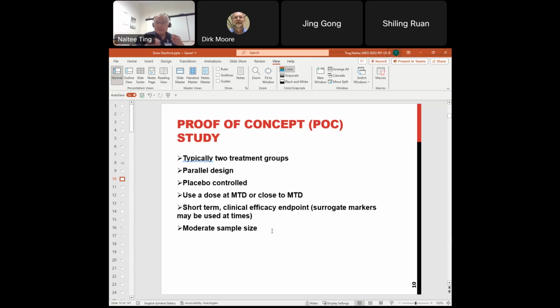From that perspective, it may not be ethical to recruit a large number of patients to participate in the trial. You still don't know the drug works or not. And from the investment point of view, the big company usually has multiple drugs being developed. Now, this drug has not gone through POC. We don't really know the drug works or not. Why should we invest a lot of money on this drug? So your sample size is rather limited in a POC study. All right. So let's move on.